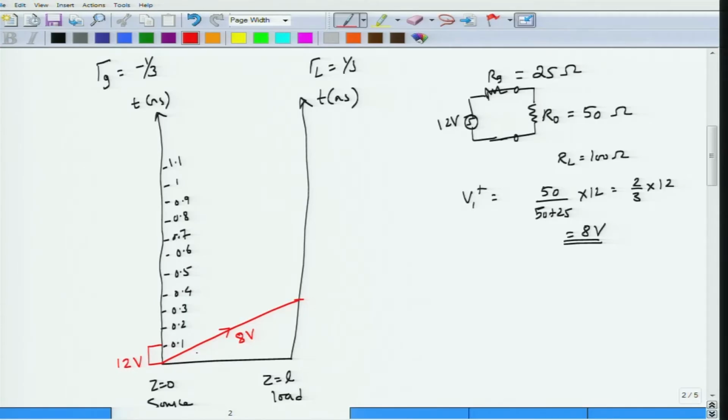As soon as this step arrives, there would be a reflection of the step. So what would be the reflected value? The reflected value is V1 minus, which is gamma L, the reflection coefficient here, times the initial value V1 plus that we obtained. Gamma L happens to be 1 by 3, V1 plus is 8, therefore 8 by 3 volts gets reflected. So this 8 by 3 volts is approximately 2.66 volts. You can use a calculator to check whether this value is correct or not.